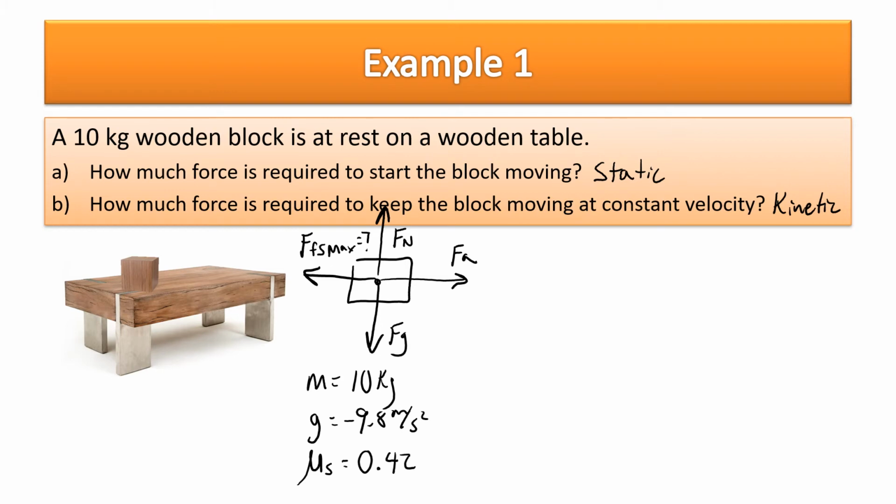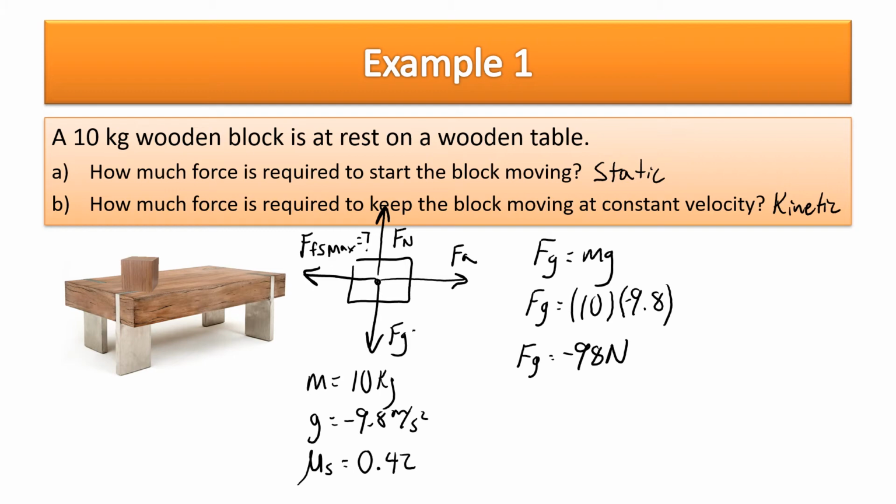And then you could piecemeal it if you want. I would probably do Fg equals mg. Plug in your numbers, and you get a force due to gravity of negative 98 newtons. So that goes right here. Our free body diagram tells us that they're going to be equal because these are the only two forces in the y direction, and you're not going through the table or up off the table, so those forces must be balanced.